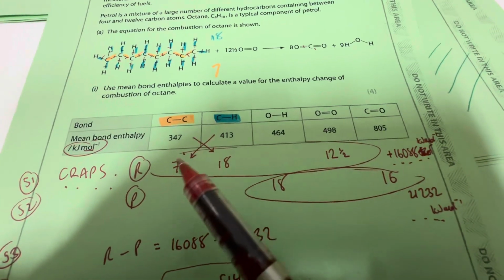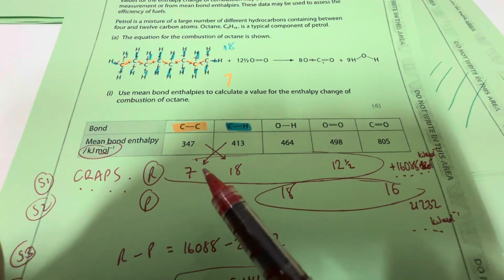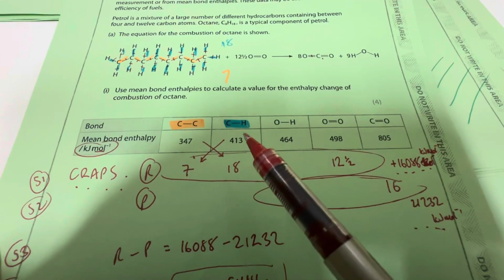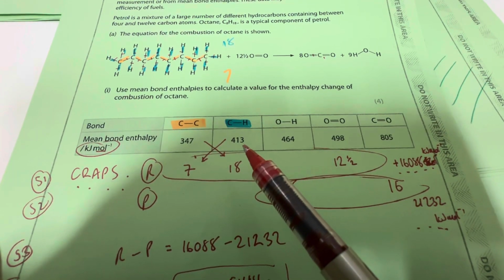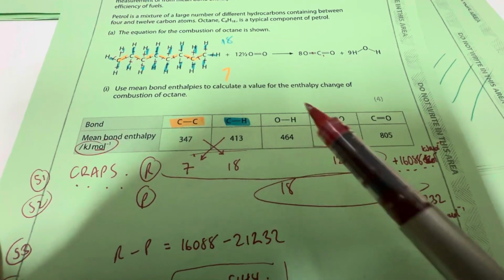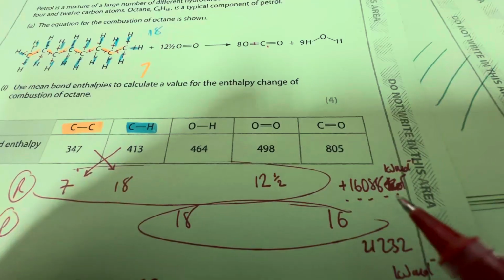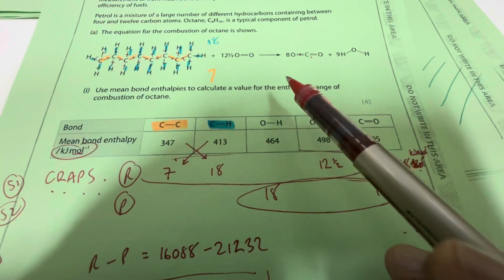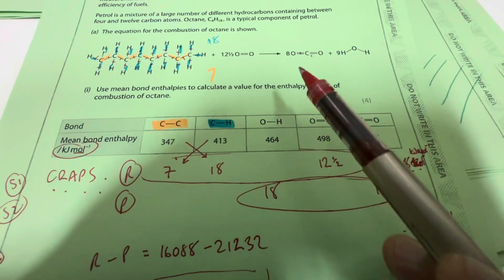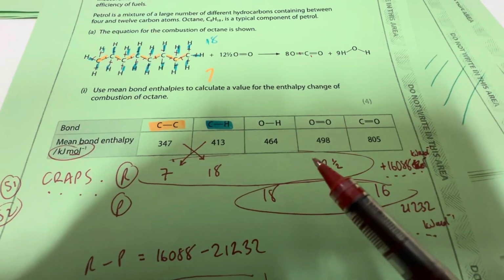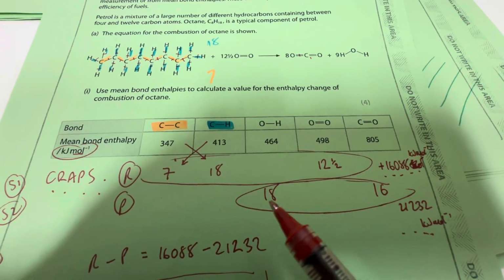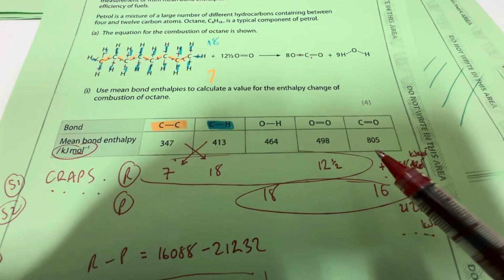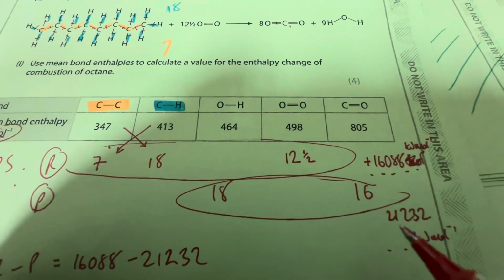If you calculate the total mean bond enthalpies in your reactants, it's 7 times 347, add that to 18 times 413, and also add that to 12.5 times 498. That gives you 16,088 kilojoules per mole for this particular question. Now do exactly the same for the products. You've got 18, because it was 9 times 2 of these, times 464. So 18 times 464, and then add that to 8 times 2 times 805. That should give you 21,232.